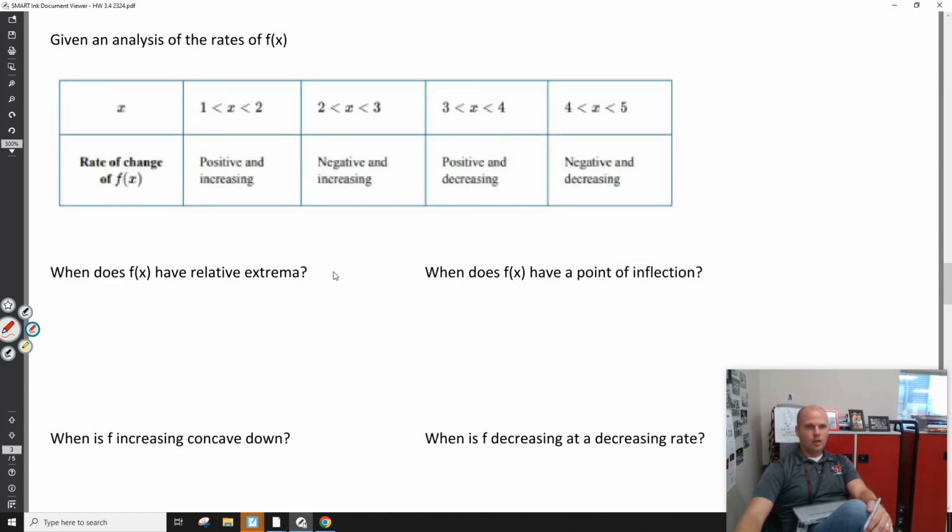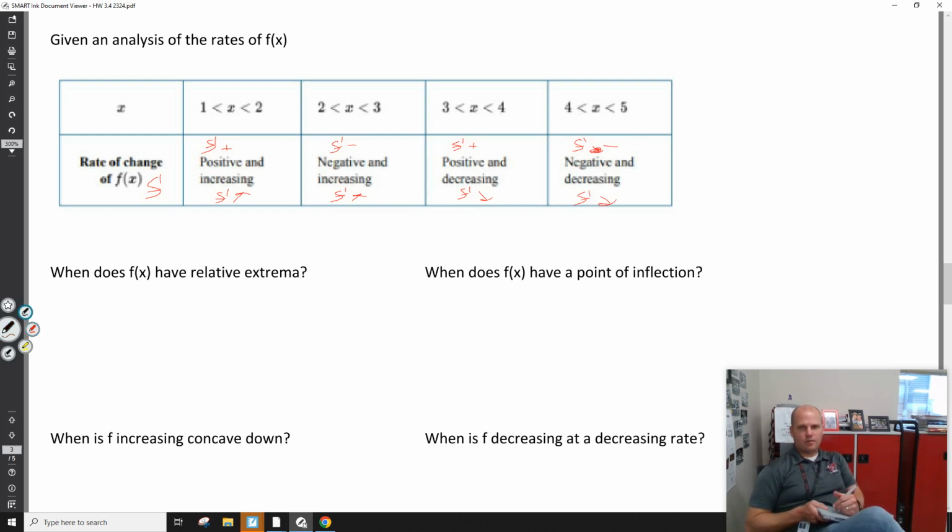I'm giving you the rates of F, but in this type of table. So rate of change of F, making sure you understand that this is F prime. This is F prime positive, F prime increasing. F prime negative, F prime increasing. F prime positive, F prime decreasing. F prime negative, F prime decreasing. Where does F have a relative extrema?